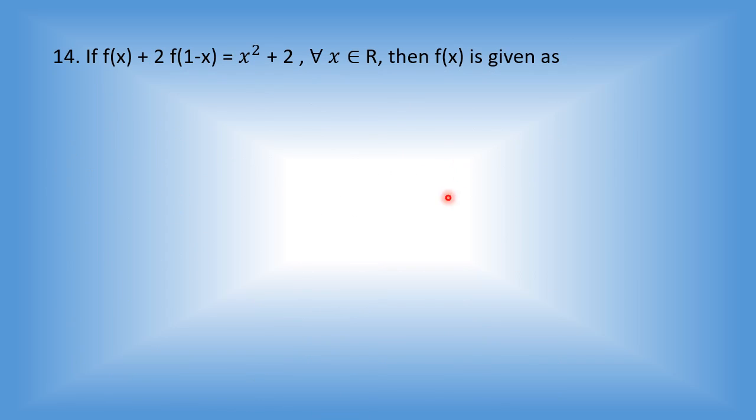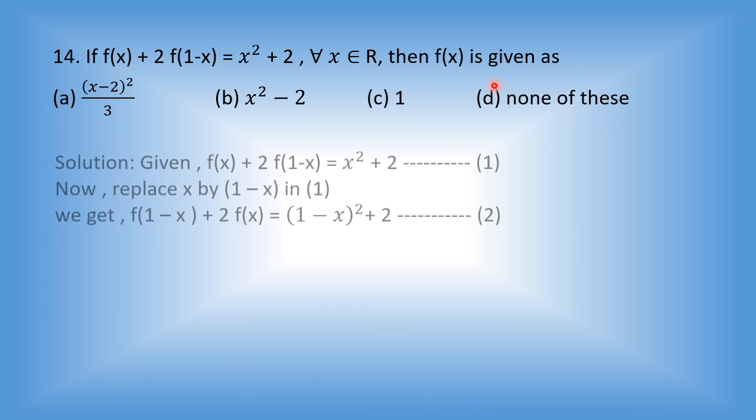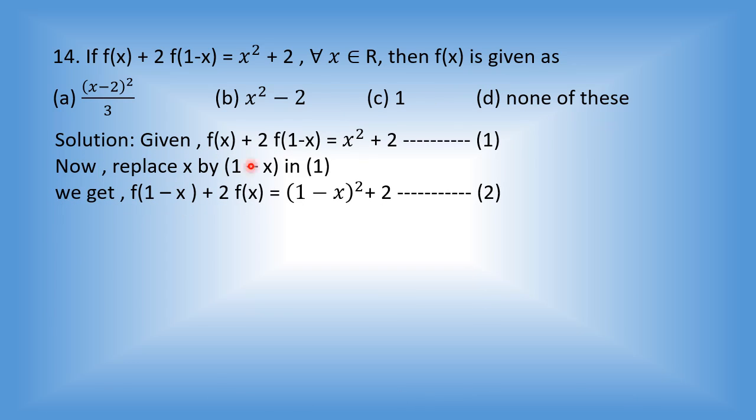The next one is, if f of x plus 2 times f of 1 minus x is equal to x square plus 2 for all x belongs to R, then f of x is given as. So these are the options here. We have to simplify here. So this is given; we take this as equation 1. Now if I replace x by 1 minus x in equation 1, we will get equation 2. So we are replacing x by 1 minus x.